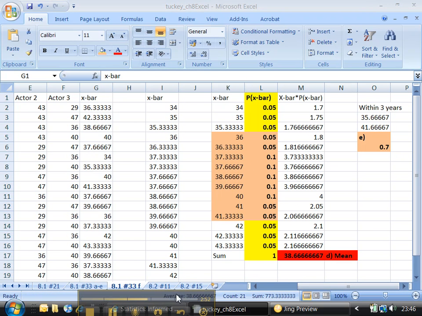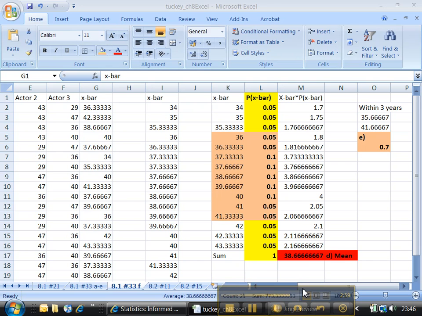Hopefully that makes sense. All right, I think I've shown you everything I can for 8.1 number 33. That is one of the trickiest problems we do. So hopefully you bared with me.